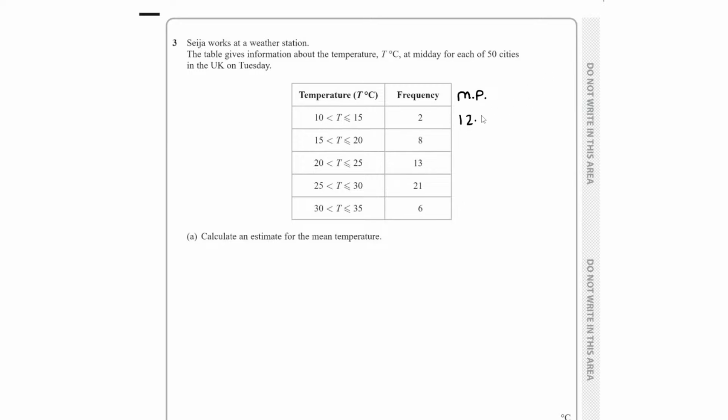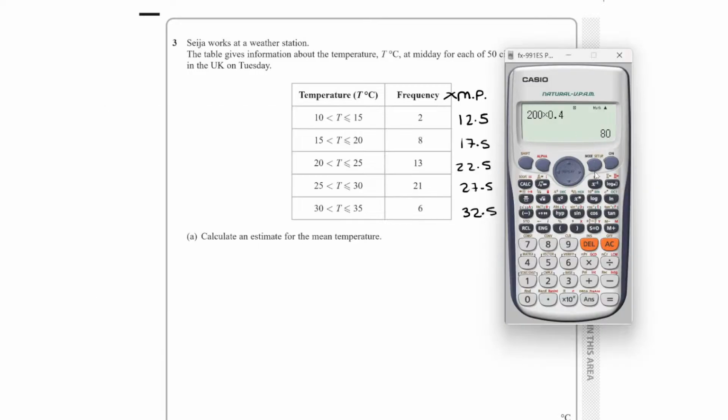But that's 12.5, 17.5, 22.5, 27.5, and lastly 32.5. Then your next column, we're going to do the frequency multiplied by the midpoint. So frequency multiplied by the midpoint. So this is where you might want to grab your calculator, but 2 times 12.5 is 25.